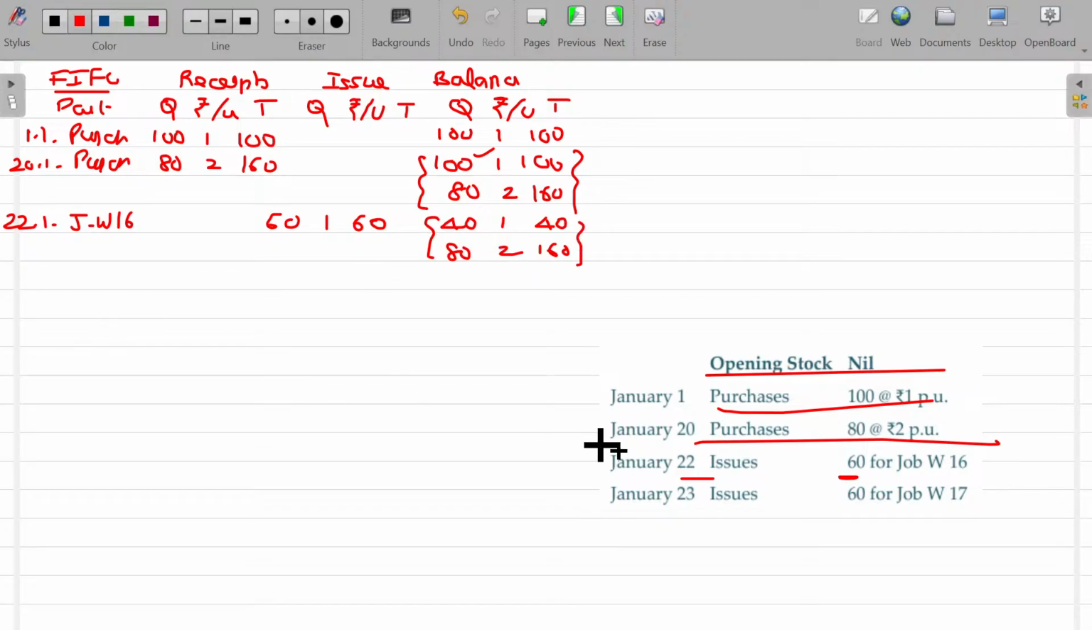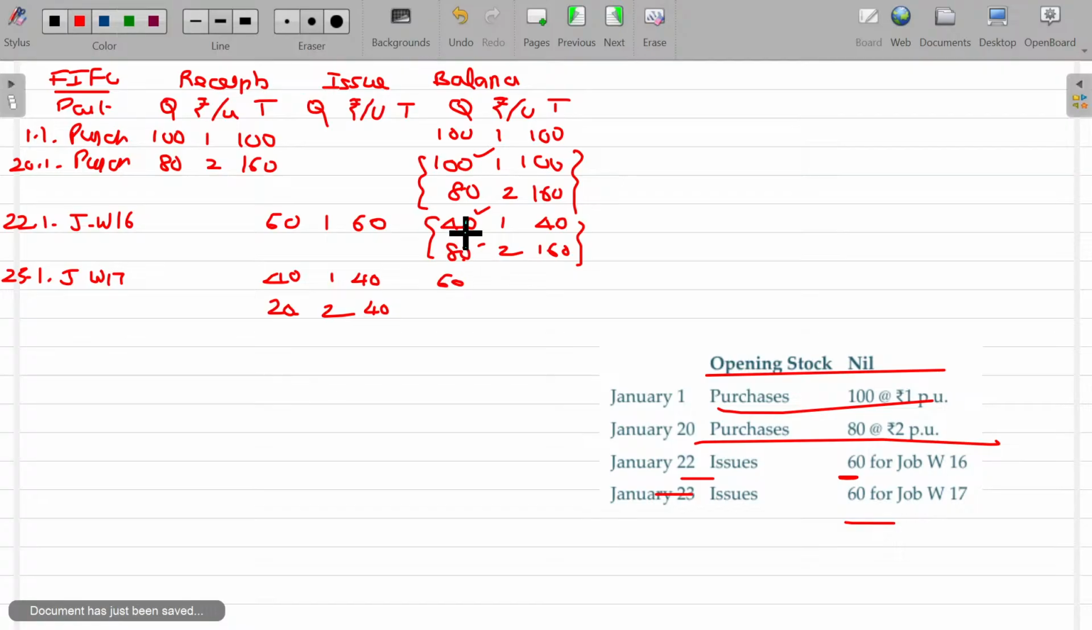Again you have another issue on 23rd January. Job W17, 60 units. As we follow the FIFO method, the first value will be 40 units at rupee 1, 40. The second 20 is issued from the second rate. So here 2 rupees, right? So from here 40. And finally, balance being, out of 80, 20 issued, still we have 60 units. The 1 rupee item was completely issued, we don't have any balance. So 120 is the final. This is the closing stock. Clear?